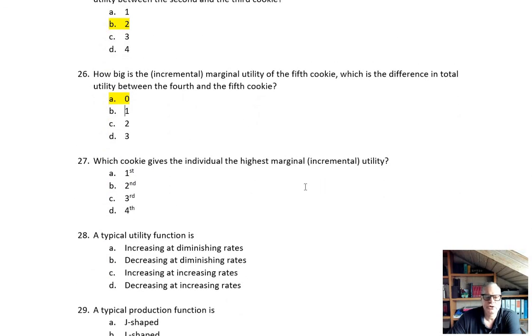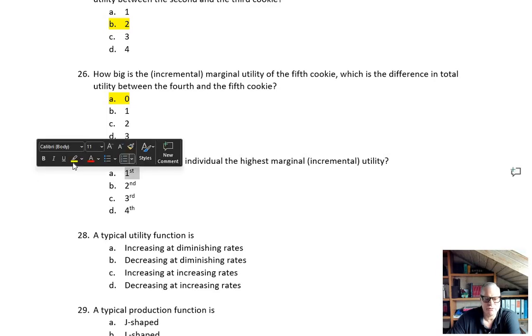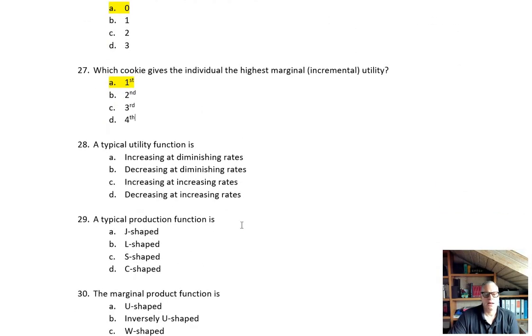27. Which cookie gives the individual the highest marginal utility? Well, that must be the first, because of the law of diminishing marginal utility. So moving from 0 to the first, that should make you the happiest. 28. A typical utility function is increasing at diminishing rates. That is correct.